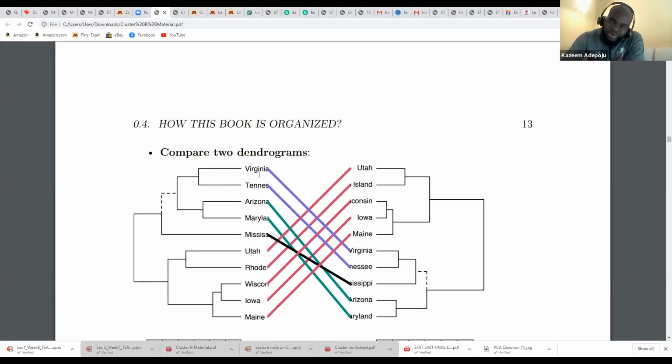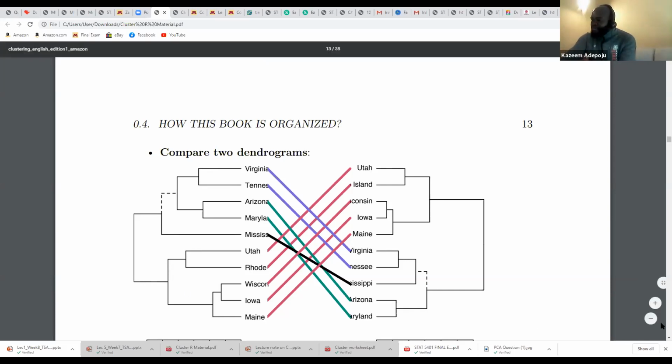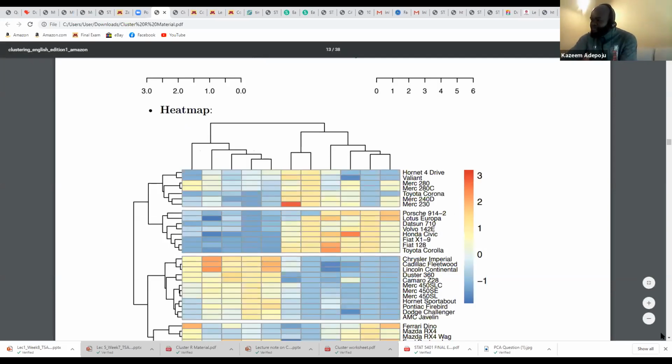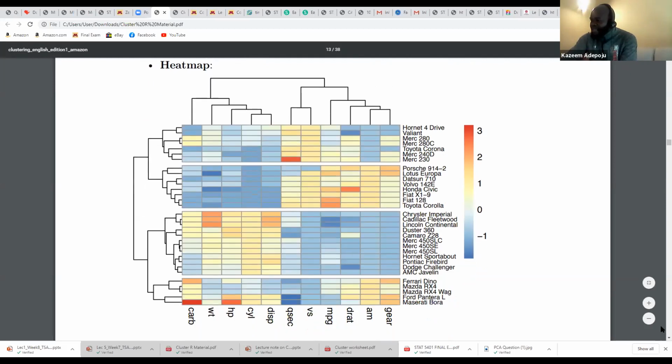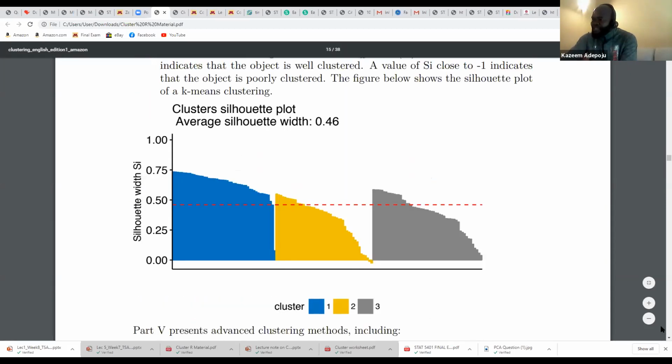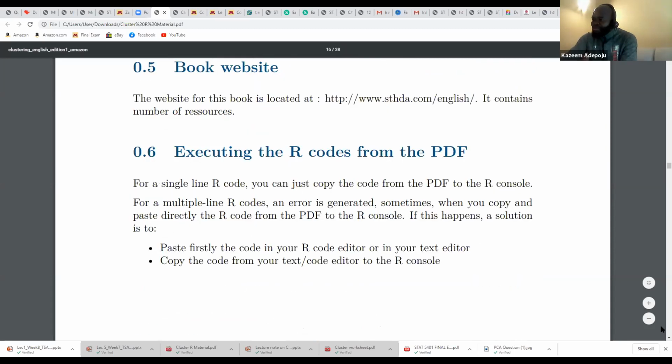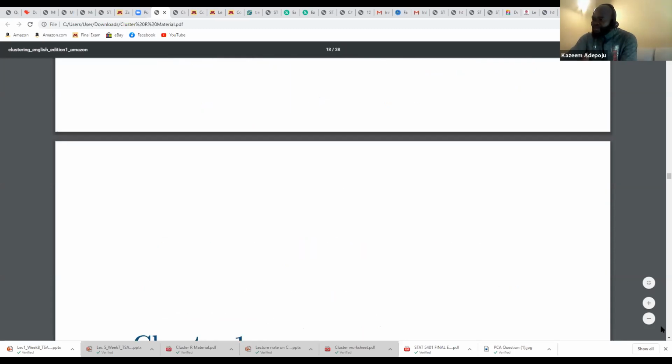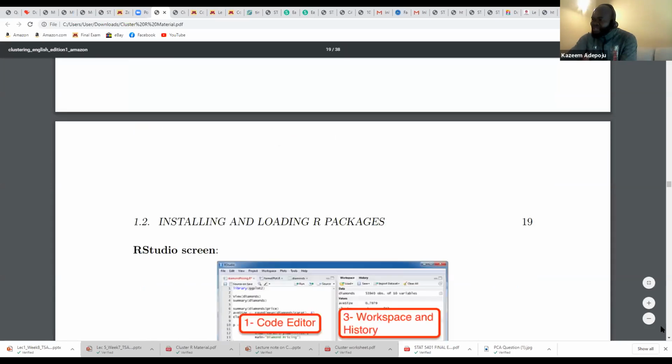I showed you how we constructed three dendrograms the other time, one based on single linkage, another based on the complete linkage, and the last one based on the average linkage. So what is the connection between them? Take a look at that. If you exploit the book, you're going to enjoy it a lot. It contains a lot of essentials.